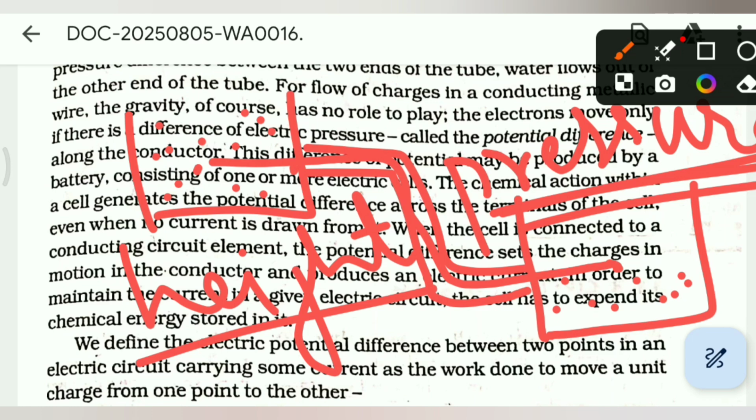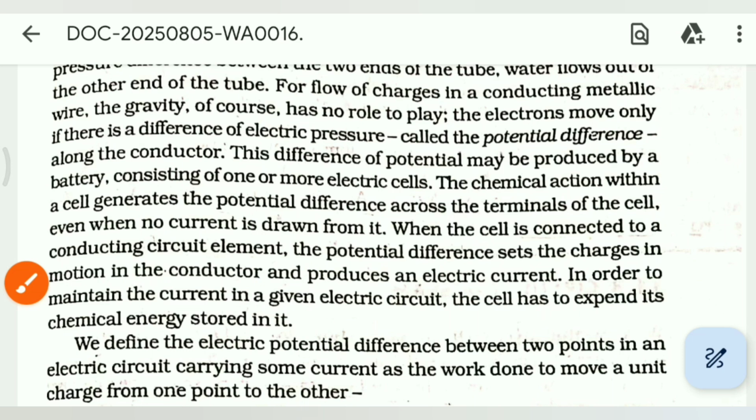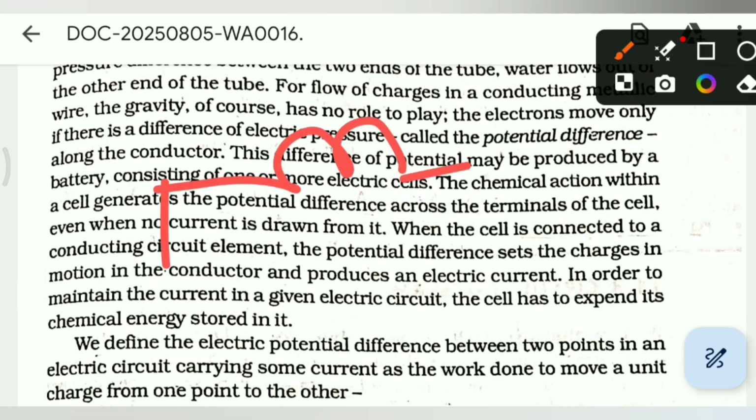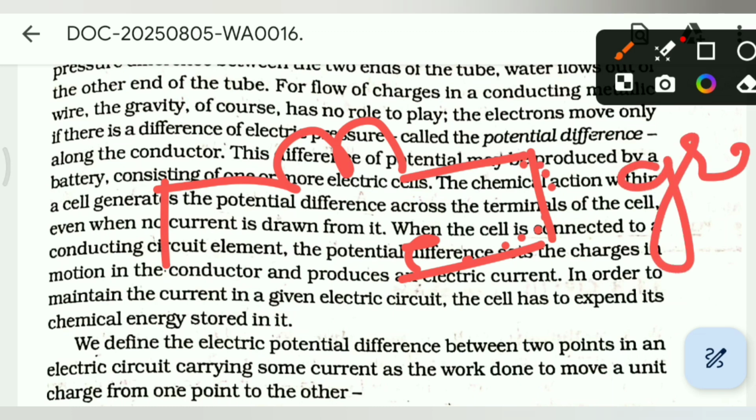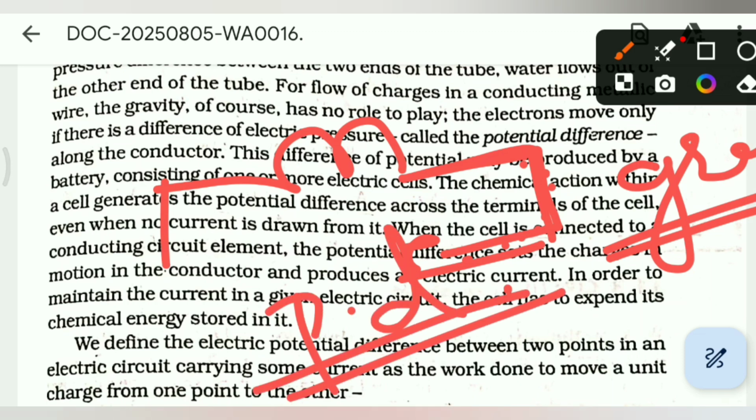Similarly, for the flow of charges in a conducting metallic wire, gravity plays no role, but the electrons move only if there is an electric pressure between the two ends. This is called the potential difference. Understood?